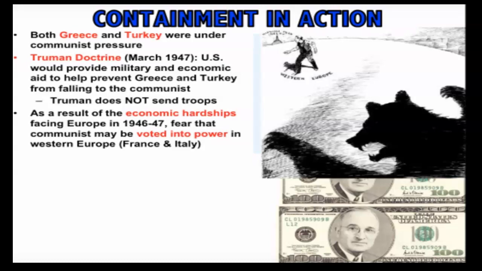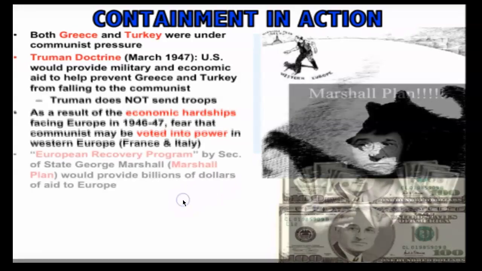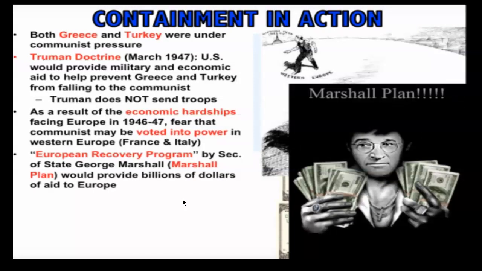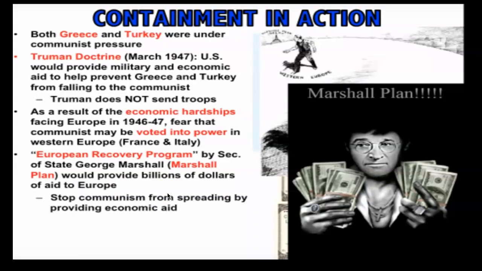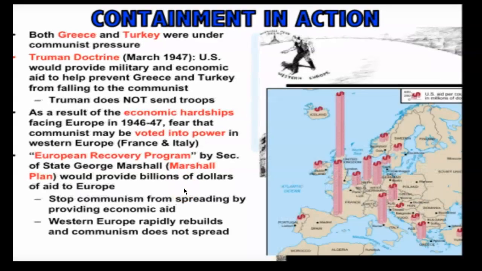I mentioned this in class. With economic aid to these countries, we believed that poverty and economic hardship would make these countries susceptible to communism, much like Greece and Turkey would be. So the European Recovery Program, also known as the Marshall Plan, was adopted, and this provided billions and billions of dollars to help aid Europe and to help rebuild Europe after the war was over, with the purpose of stopping communism from spreading by the use of economic aid.